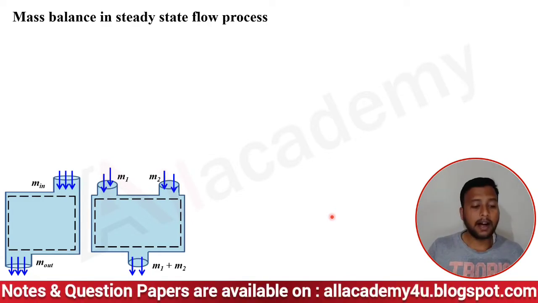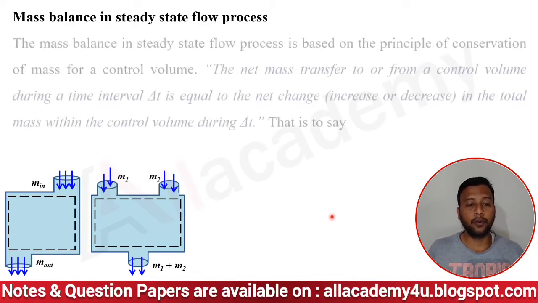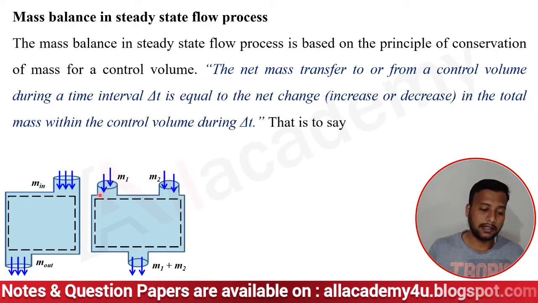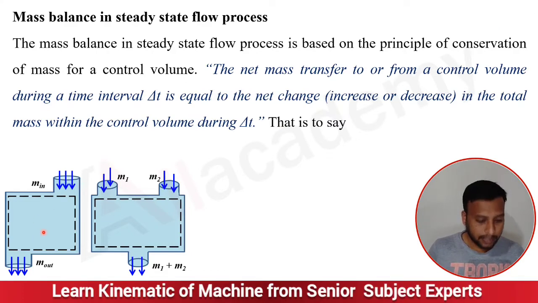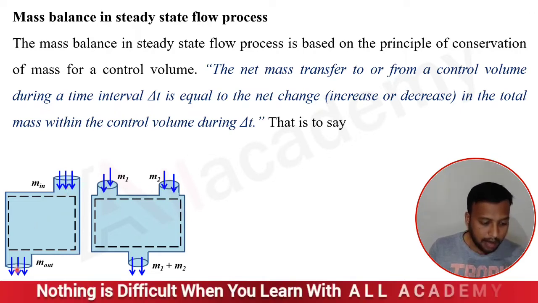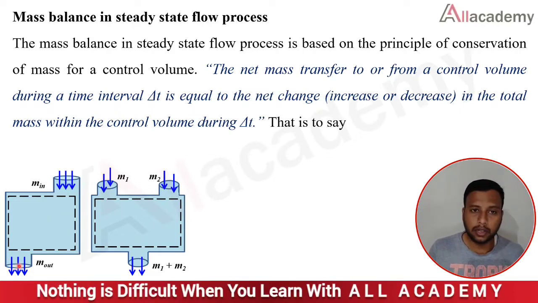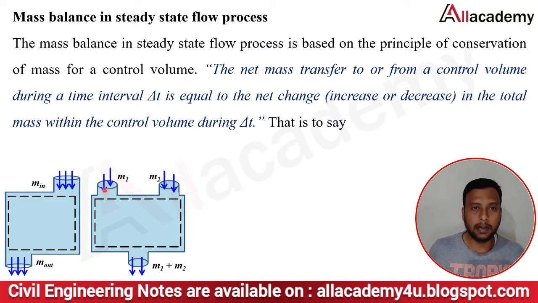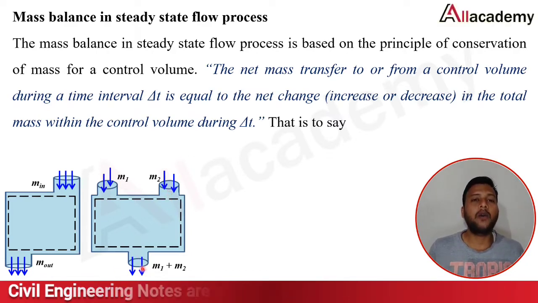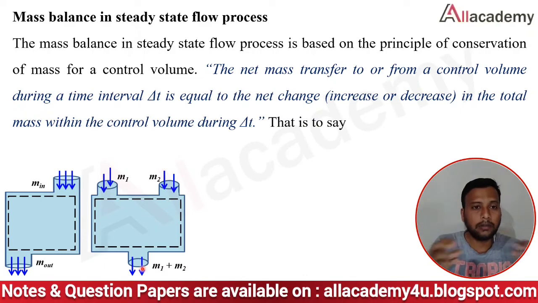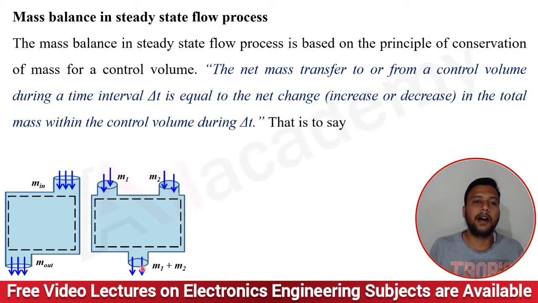Now let us go with the mass balance, then we'll go with the energy balance. What is the mass balance in the steady state flow process? Here you can see two different figures. Whatever quantity of mass enters this control volume, the same mass has to come out. Similarly, here you can see two entrances given. On one side it is coming with a mass m1, and at the other inlet it is coming with a mass m2. Only one outlet is provided, so both masses have to come out of this control volume. This balancing of masses is the mass balance in the steady flow process.